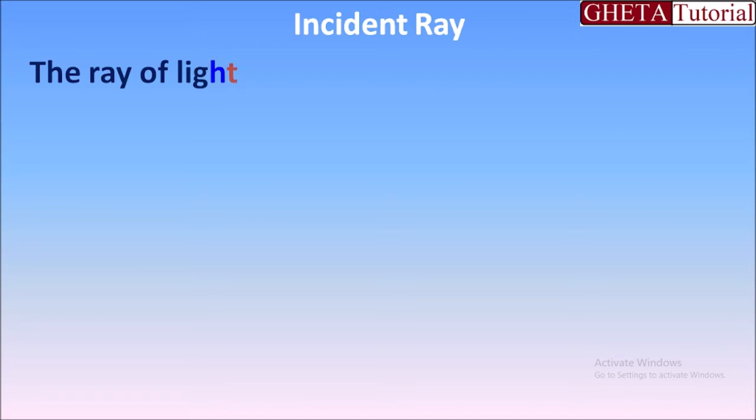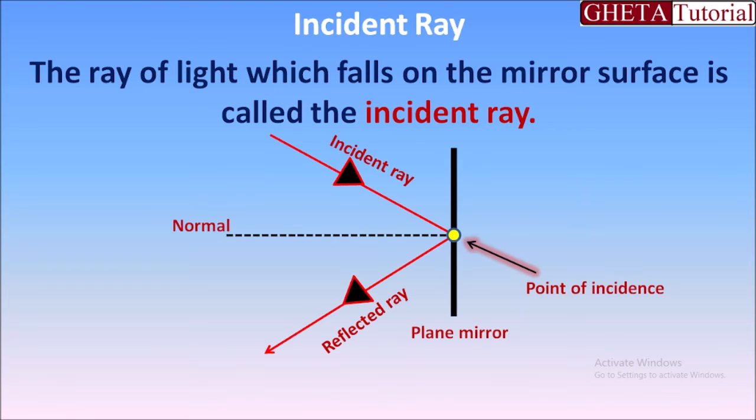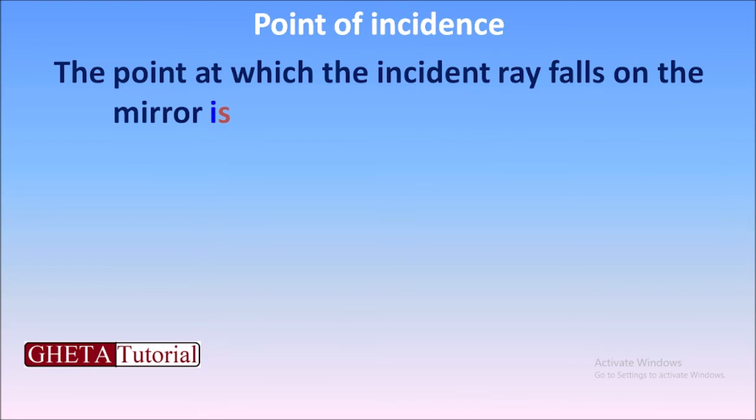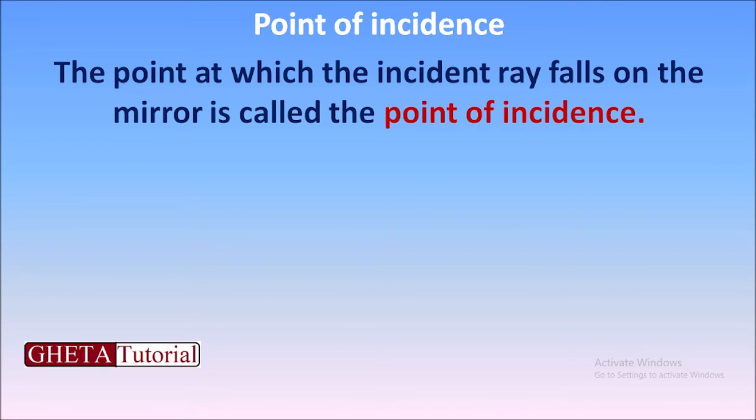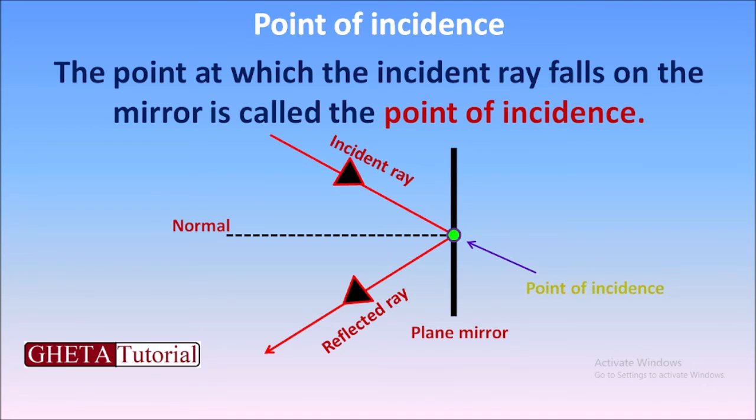So let us learn what is the incident ray. The ray of light which falls on the mirror surface is called the incident ray. From the figure we can see a ray of light falling on the mirror is called the incident ray. So what is meant by point of incidence? The point at which the incident ray falls on the mirror is called the point of incidence. From the figure we can observe that the center point of the plane mirror where the incident ray falls is called the point of incidence.